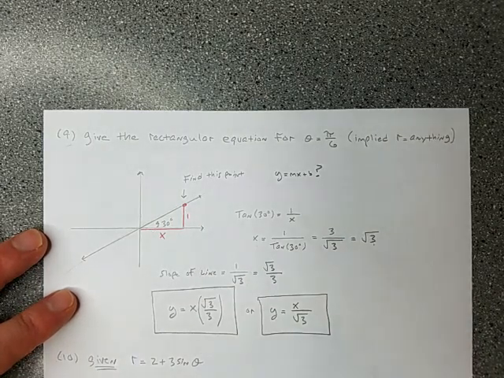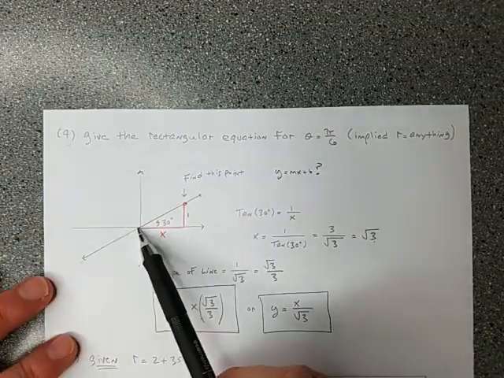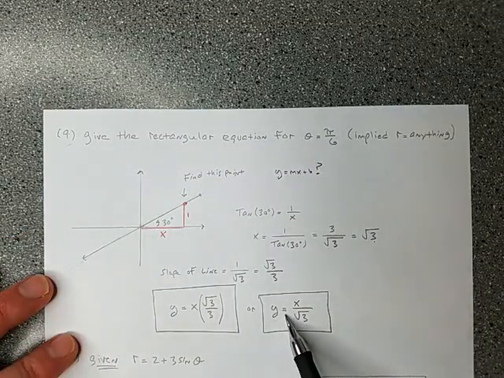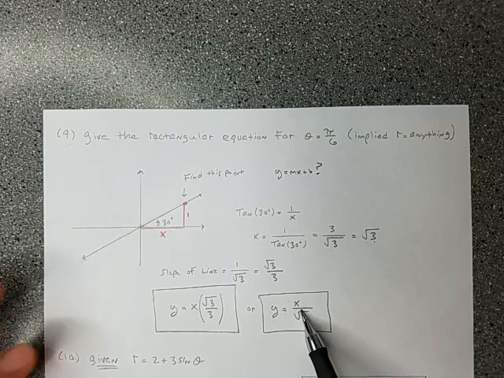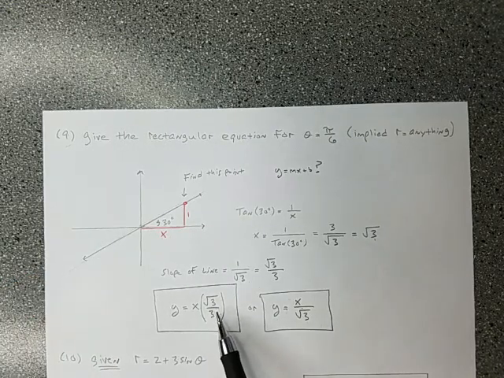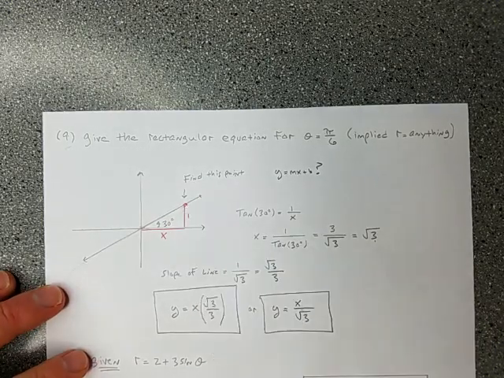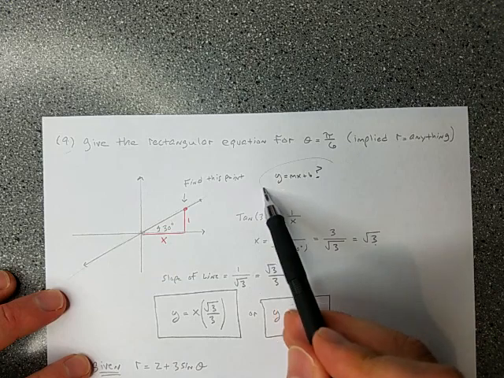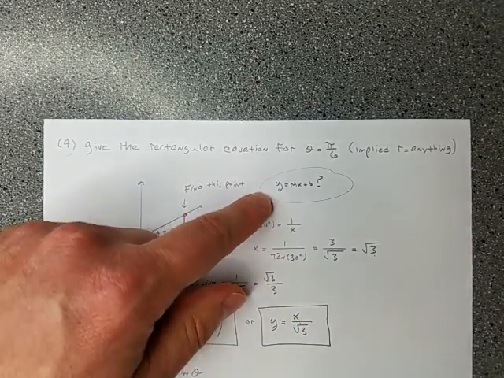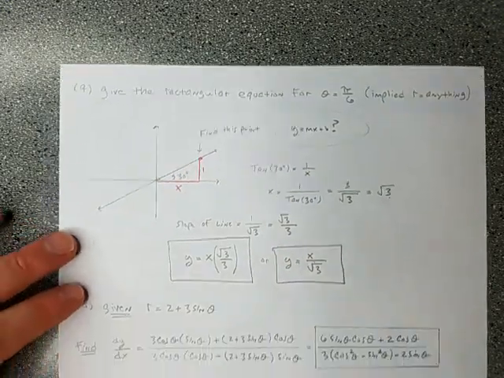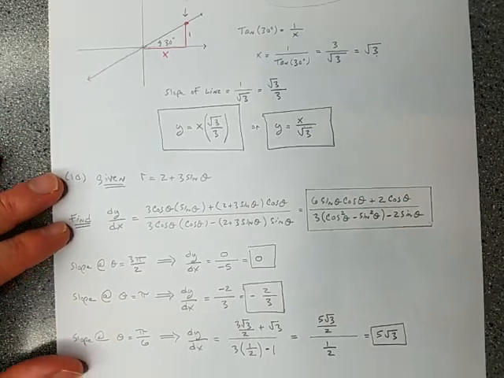So you could say, you know, the slope, it goes through the origin, y equals 1 over √3 x. If you rationalize it, you could say √3 over 3 x. But I just, through the angle, identify the slope of the line. And from there, I know the form that the equation should take. Okay? All right.